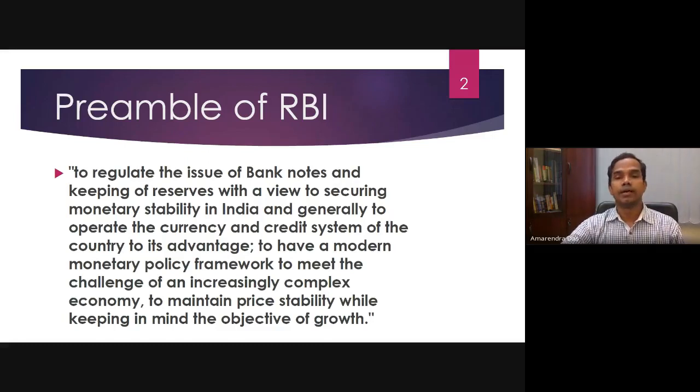So if we take out the key points from the preamble, then the functions of RBI are basically to regulate the issue of banknotes and keeping of reserves, then monetary stability, then operating the currency and credit system of the country, and then the monetary policy framework and price stability while keeping in mind the objective of growth. So many functions of RBI are there, and those are stated in the preamble of the Reserve Bank.